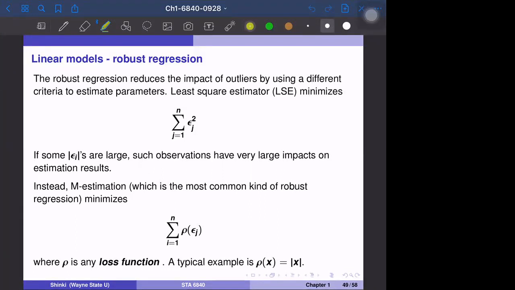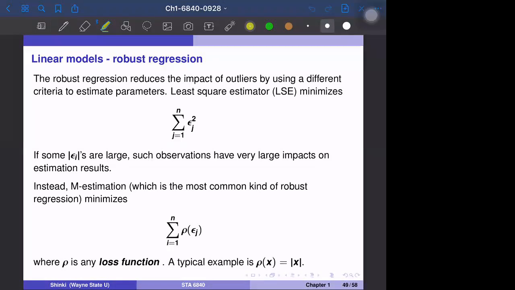Hi everyone. The next topic is an extension of the least square method. So the topic is robust regression. The idea of robust regression is to reduce the impact of outliers by using a different criteria to estimate parameters.